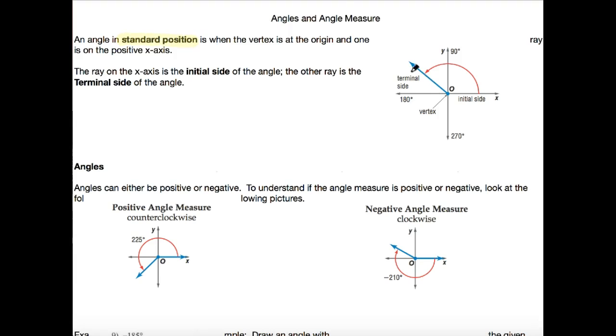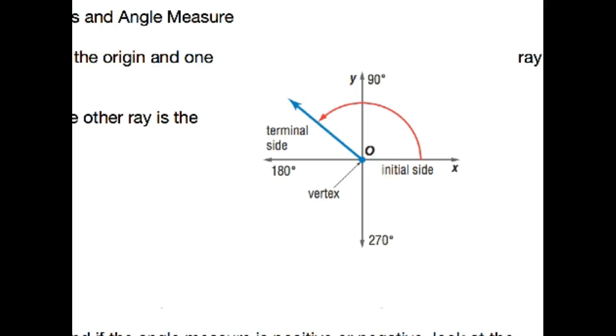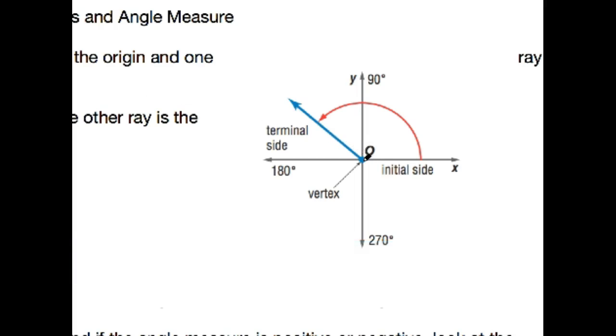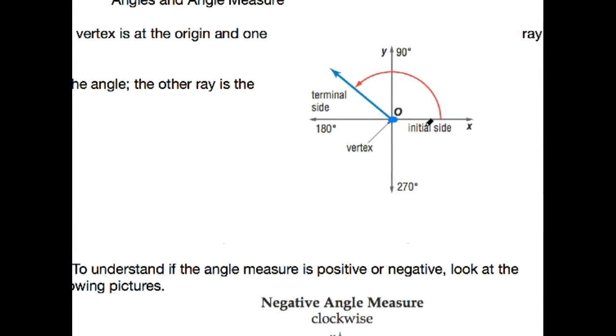If you look at this nice picture on the right here, an angle is in standard position when the vertex is at the origin and one ray is on the positive x-axis. So here we go. There's the origin, and the ray on the x-axis is called the initial side. There's a ray here that you really can't see, and we'll draw it here. A line segment goes out with an arrow. There's our ray. This guy is called the initial side.